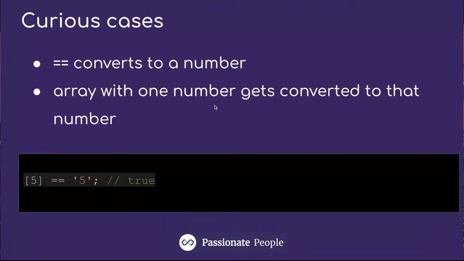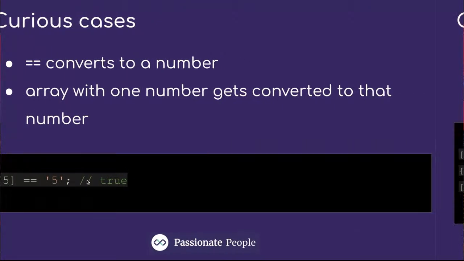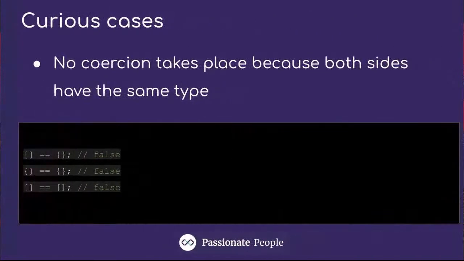Another thing is that an array with one number gets converted to that number. So you get this interesting outcome. When you have an array with just one item, 5, and this string 5 also gets converted to a number 5, you get true. Actually, the same thing happens if you have only one string inside an array and compare it to another string, it will also give you true. Not sure if I included that in this slide.